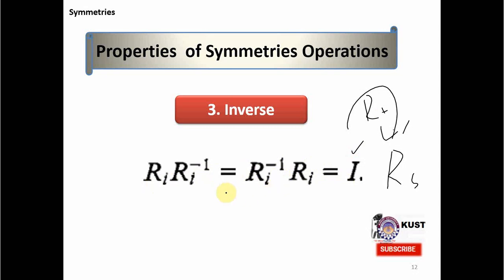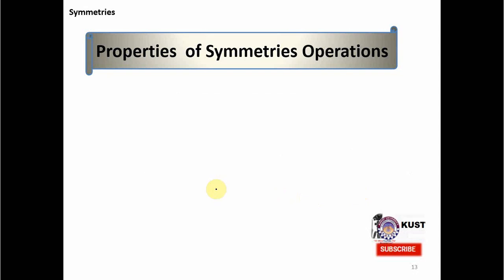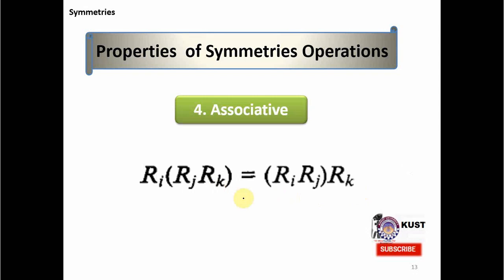So for every symmetry operation, there must be another operation which is the inverse of it. This is the property. You can check for all the symmetry operations that there is a symmetry operation involved which is the inverse of the original symmetry operation. Okay, so this was the third property, and now the fourth and last one is called associativity. So what do we mean by associativity? By associativity we mean if we have three operations performed on this equilateral triangle in a row.